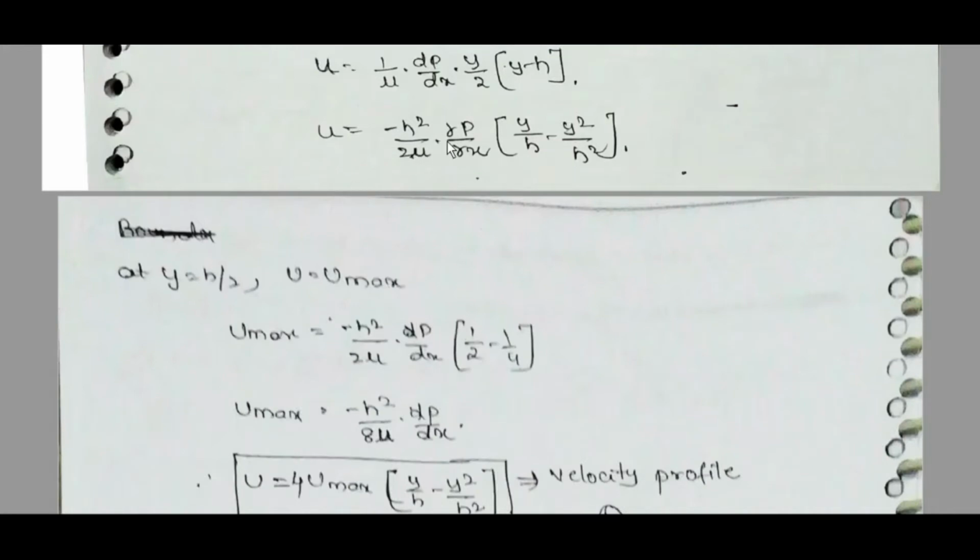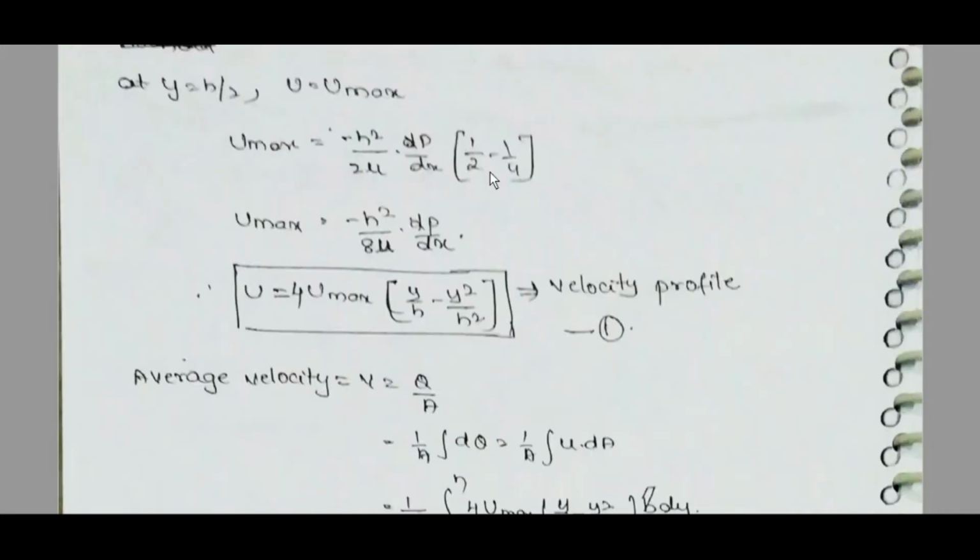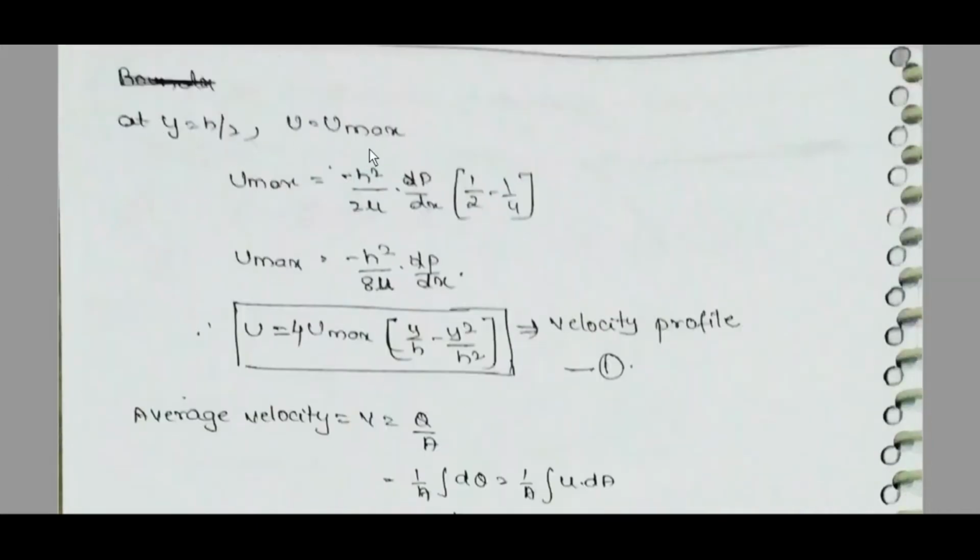U is equal to minus h square by 2 mu ∂p by ∂x into y by h minus y square by h square. At y is equal to h by 2, u is equal to u max. U max is equal to minus h square by 2 mu dp by dx into half minus 1 by 4. U max is equal to minus h square by 8 mu dp by dx. Then u is equal to 4 u max into y by h minus y square by h square.